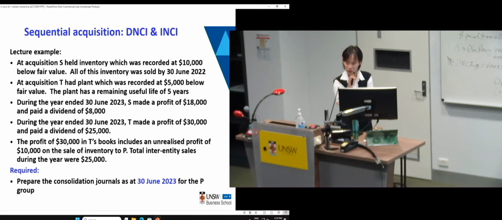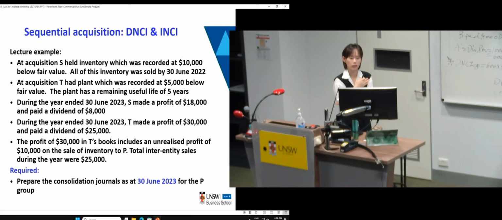The plant is still in the record of the subsidiary T Limited. So do we need to revalue that? We should continue to revalue this item because this plant is still used by T Limited. The plant has a remaining 5 years since the acquisition, and now it's 2 years since the acquisition. So we should continue to record the revaluation entry for this item in your worksheet. And because the plant is a depreciable item, do not forget the depreciation adjustment.